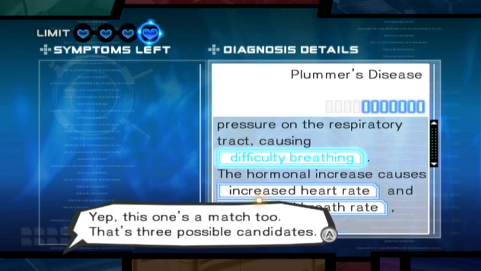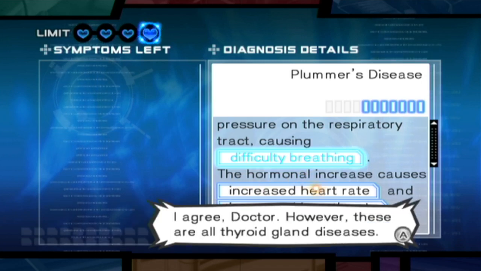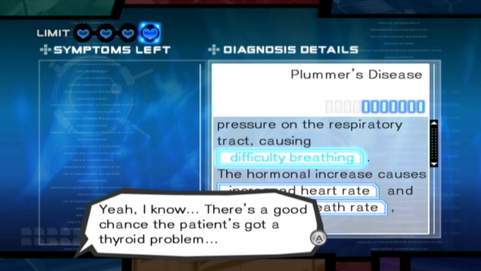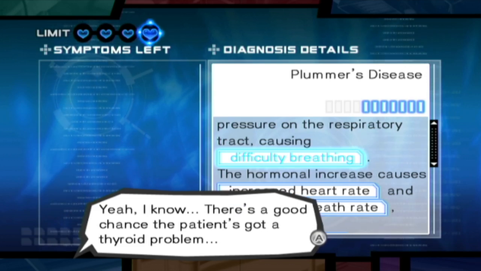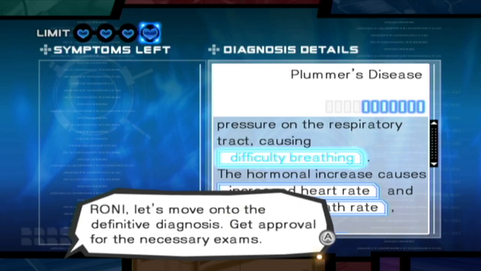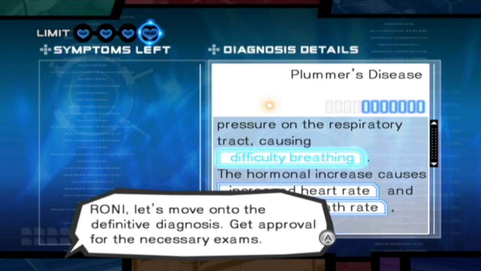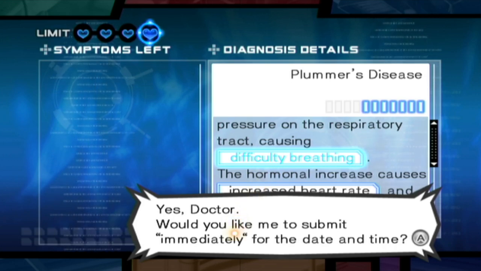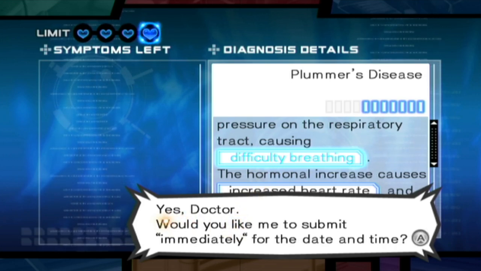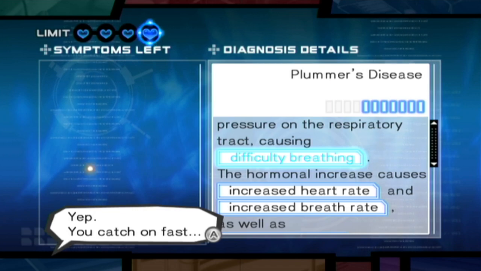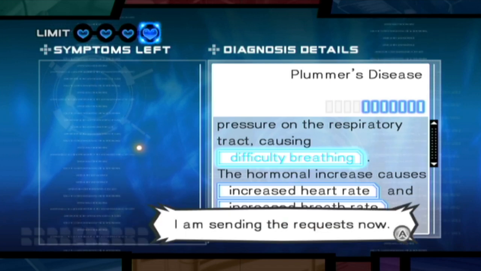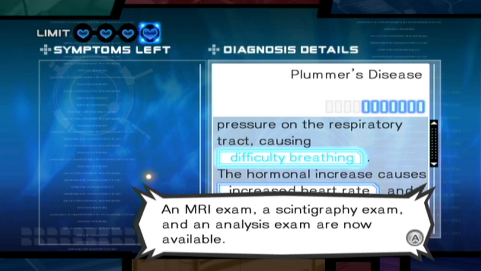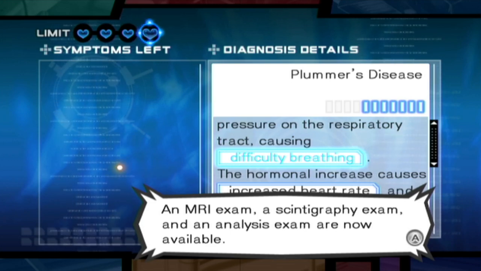That's three possible candidates. I agree, Doctor. However, these are all thyroid gland diseases. Yeah, I know. There's a good chance the patient's got a thyroid problem. Roni, let's move on to the definitive diagnosis. Get approval for the necessary exams. Yes, Doctor. Would you like me to submit immediately for the date and time? Yep. You catch on fast. I am sending the request now. An MRI exam, a scintigraphy exam, and an analysis exam are now available.